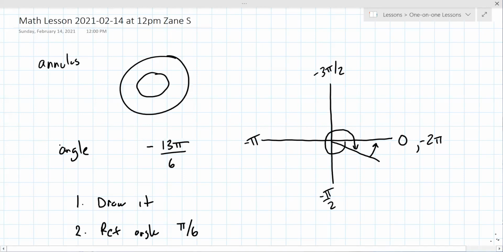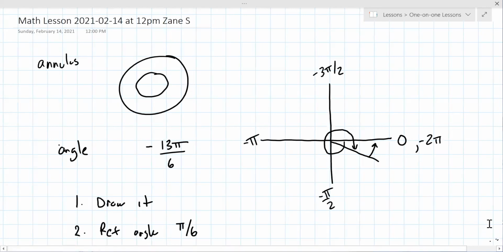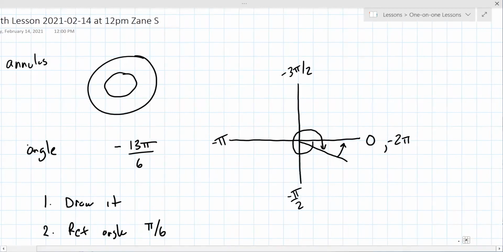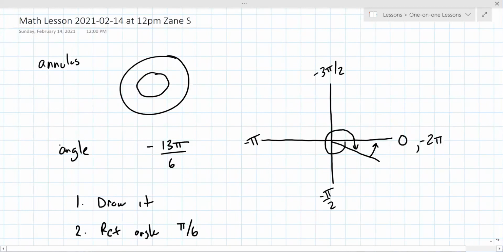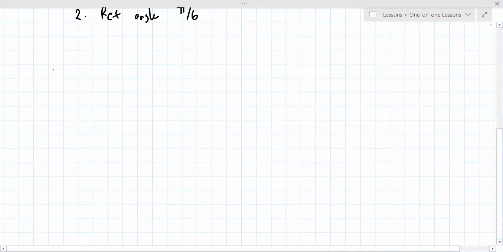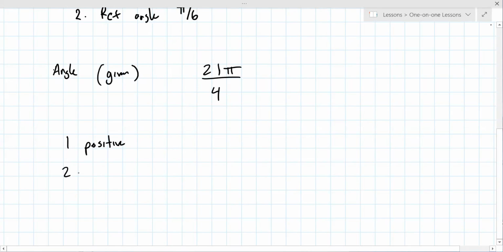So now we can move on to doing some other things like finding some coterminal angles. I don't know why this isn't giving me more space. It's really weird. So let's look at another problem here where the given angle is, let's go with, 21 pi over 4. And I want 1 positive and 2 negative coterminal angles.